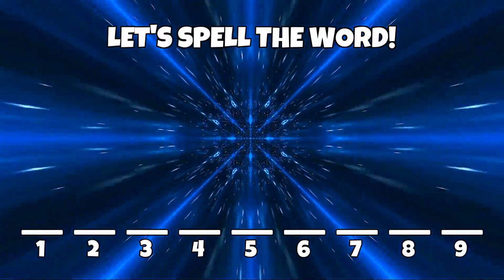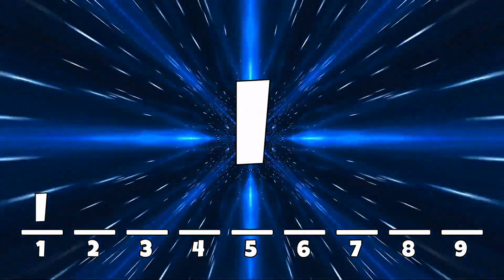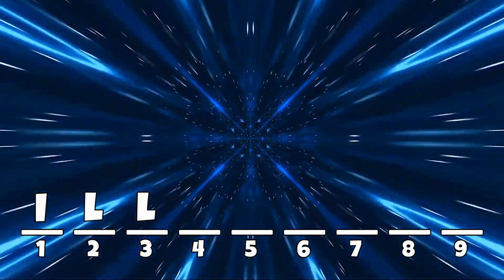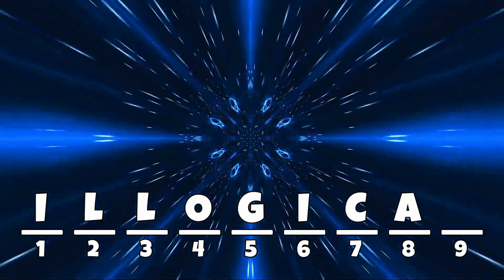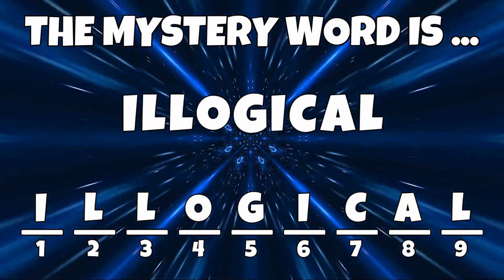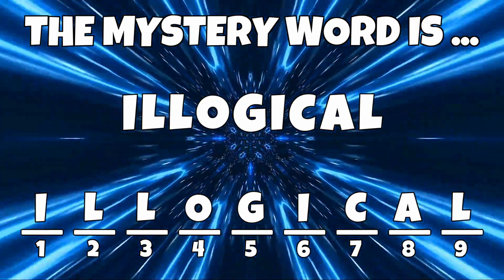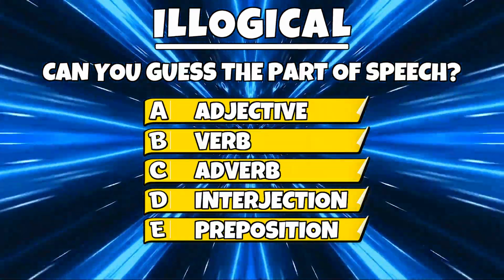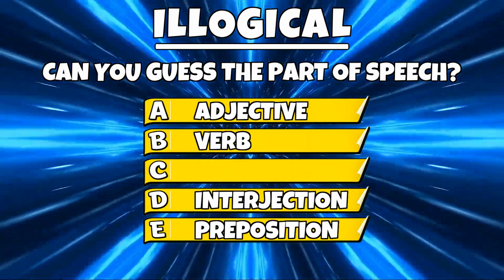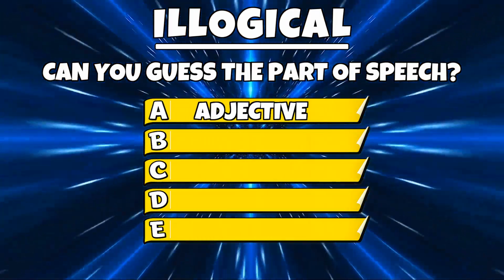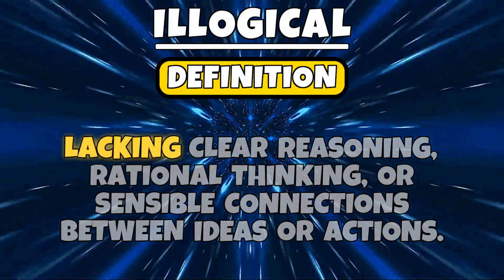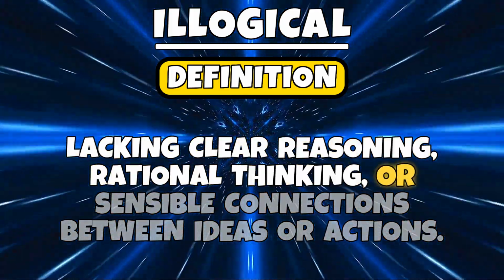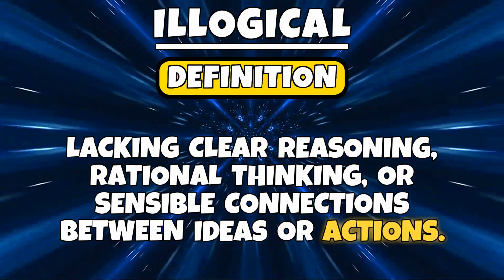I'm thinking of a word that is 9 letters long. Let's spell the word. ILLOGICAL. The 9-letter word I was thinking of was illogical. Can you guess what part of speech illogical is? Illogical is an adjective. What does the word illogical mean? Lacking clear reasoning, rational thinking, or sensible connections between ideas or actions.